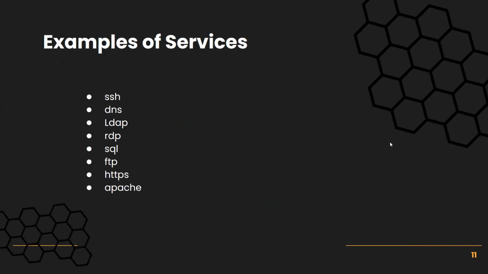Then some examples of services that you could look into. We're not going to go through all of these today, but things like SSH service, DNS service, LDAP, RDP, SQL, TP, HTTPS, and Apache. This is just if you wanted to look more into it, these are services that would come in handy for just general use, for RVB, and for CTFs.